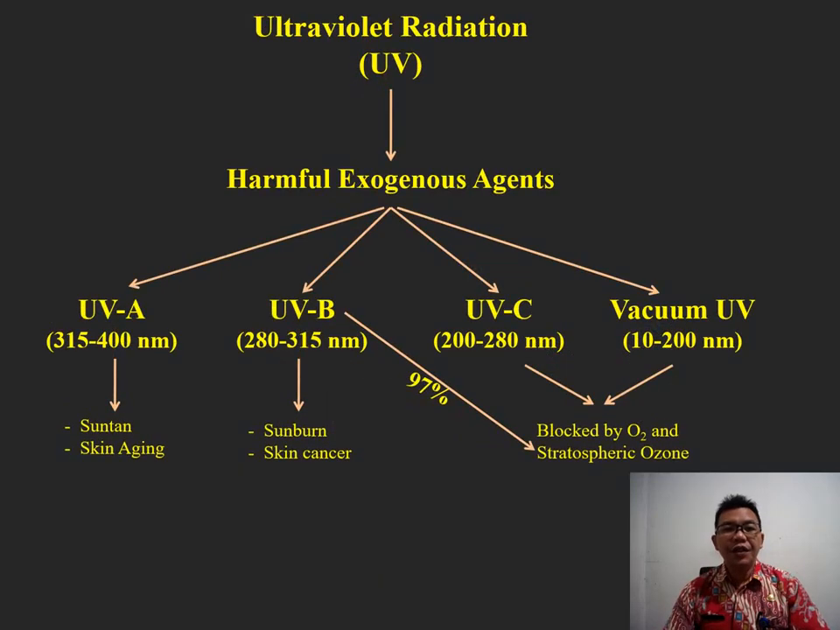UV radiation is one of the most harmful exogenous agents and may affect a number of biological functions in all sun-exposed living organisms. UV radiation contains UVA, UVB, UVC, and vacuum UV. UVA causes suntan and skin aging. UVB causes sunburn and skin cancer, while UVC and vacuum UV are mostly blocked by oxygen and stratospheric ozone.